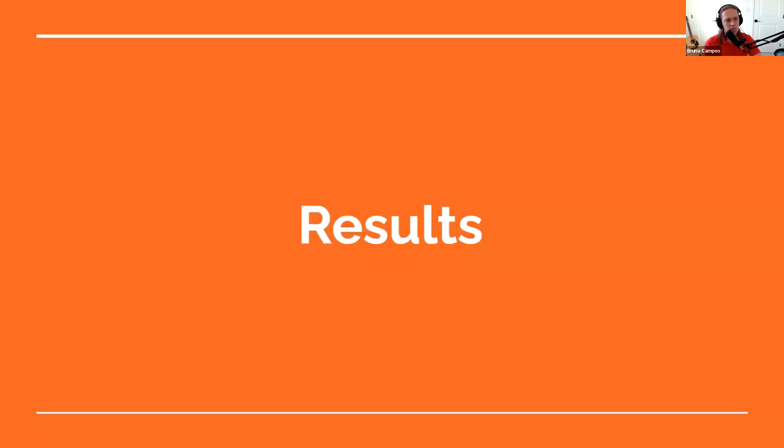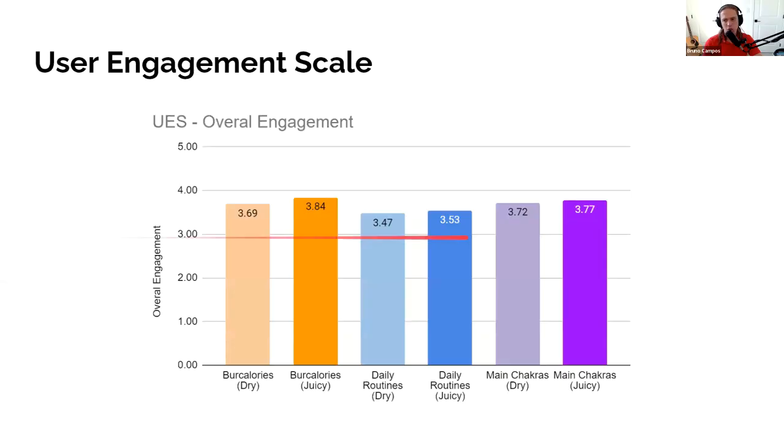So the results from the user engagement scale show that, although the numbers are still small, the juicy versions always had higher scores. I know that sometimes, as you can see, the difference is like 0.05, which is very low. But they show overall higher scores, which shows potential to explore that with a larger number of users.